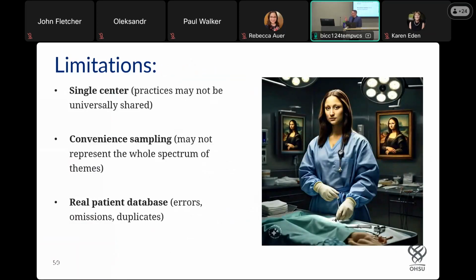This is the picture I asked AI to imagine: Mona Lisa as a surgeon. And I think it captures the limitations of my research. This is a single center, so practices may not be universally shared. This is a convenience sampling, so it doesn't represent the whole spectrum of the decision-making themes done by the trauma surgeons. And this is a real patient database, so there are some errors and omissions in the database.